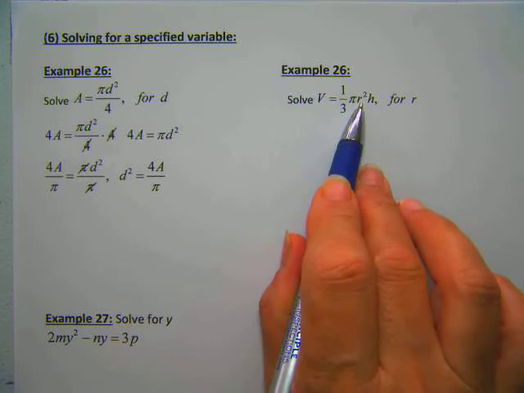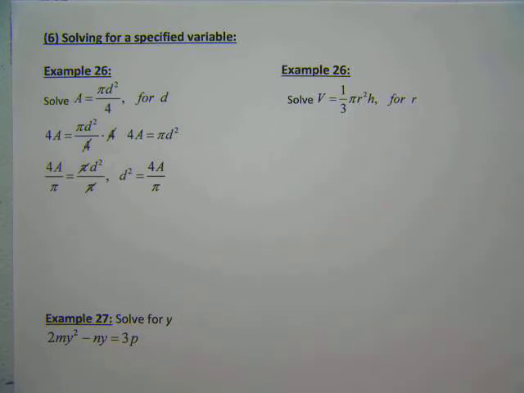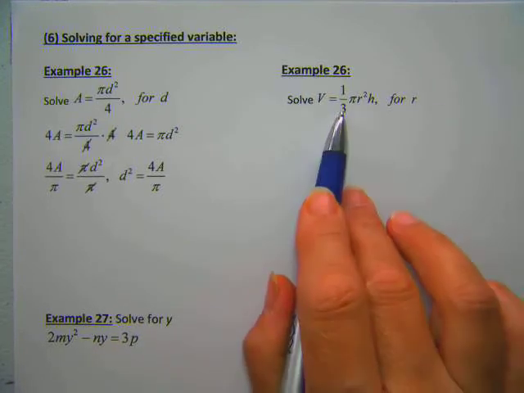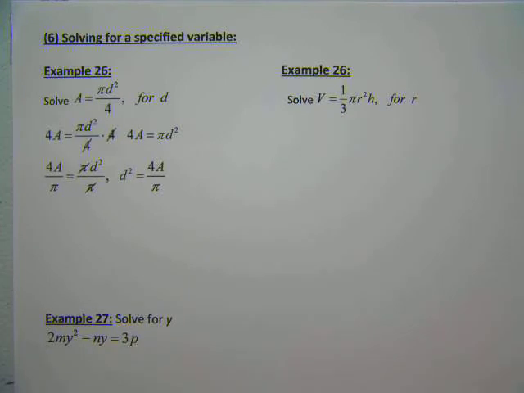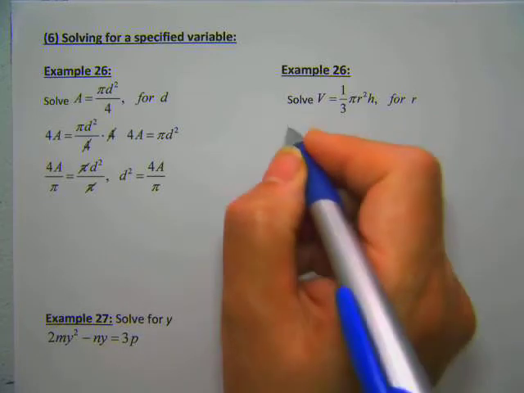So I need to solve for r. So the idea is to isolate r. But first I see that 1/3. We hate fractions. So what are we going to do? Multiply both sides by 3.